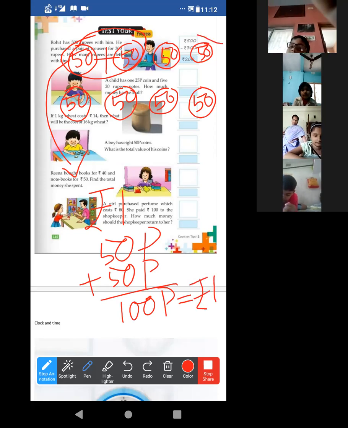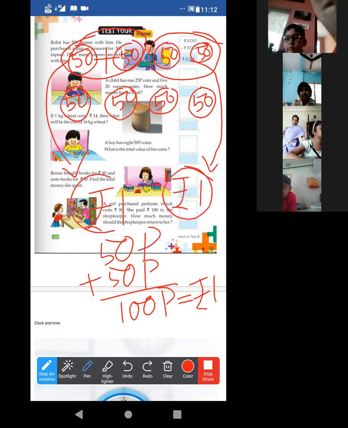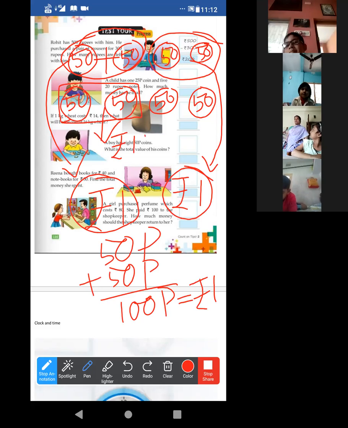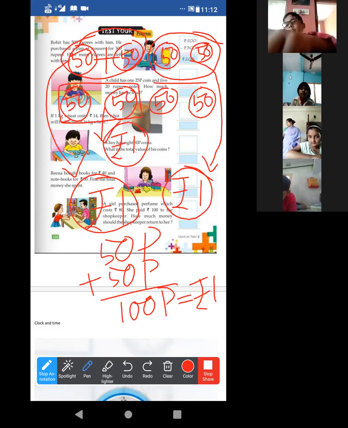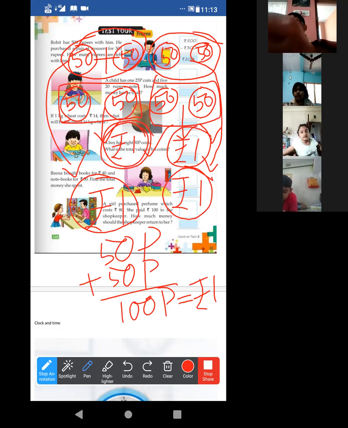So another 2 50 paise coins will also make 1 rupee. Now look. Another 2 50 paise coins will make 1 rupee. And these 2 50 paise coins will make 1 rupee. Now how much is the total amount? Look, 4 one-rupee coins are there, na? That means 4 rupees. Is it clear to everyone?